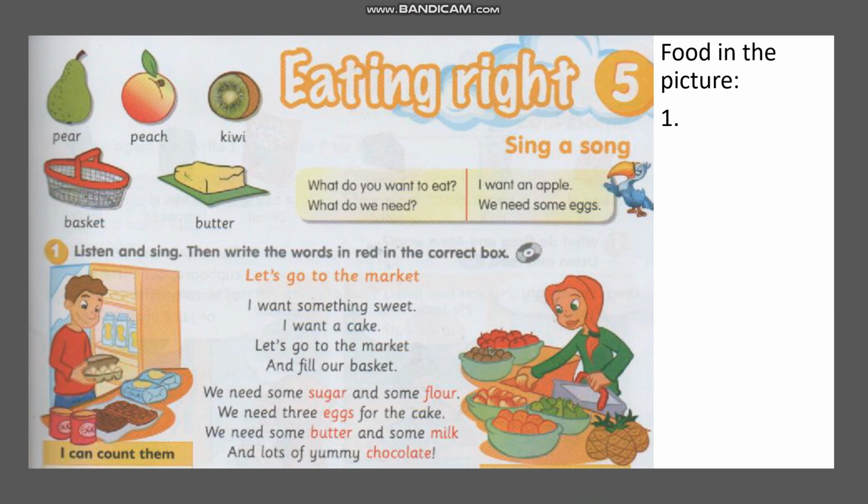Alright, after listening to the song and the vocabulary, let's look at your textbook, Get Smart, page 49, Eating Right. From this picture that you see right now, can you please name out the food that you can find in the picture? For example, we have pear, we have peach, kiwi, butter, eggs, some tin food, apples, pineapples, so on and so forth.